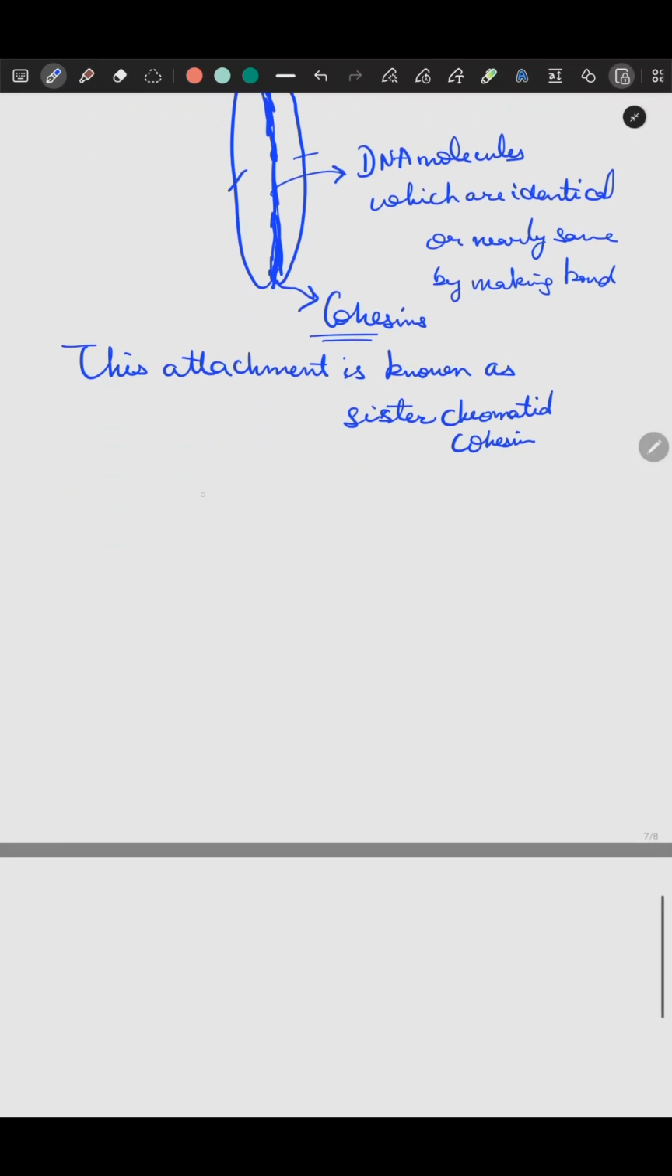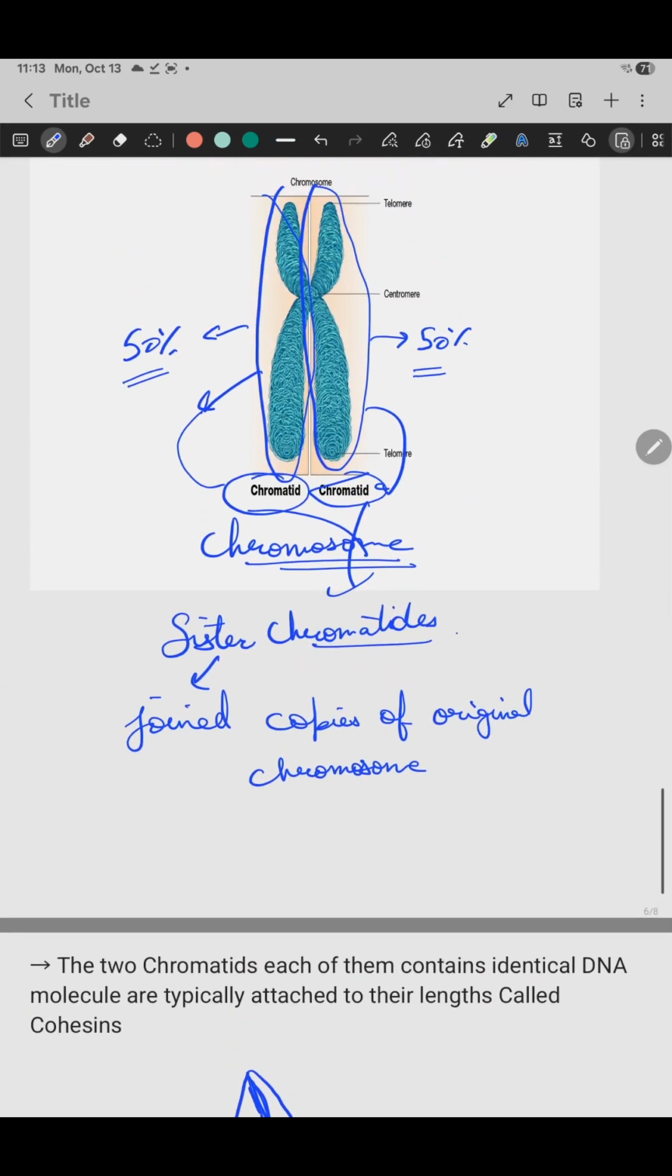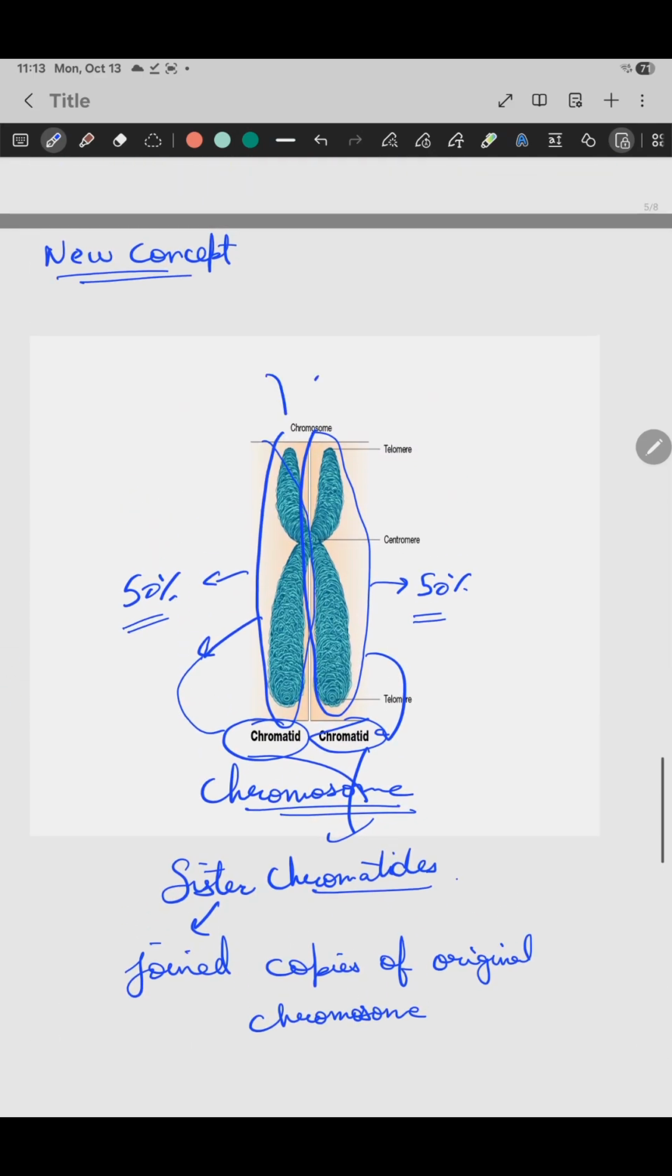Now another point. Each sister chromatid has a thing called the centromere. What is the centromere? For now we can say it is the region where both chromatids are attached closely at this point. When replication took place, it resulted in two sister chromatids, and these are the duplicated chromosome. 50% here, 50% here, duplicate.